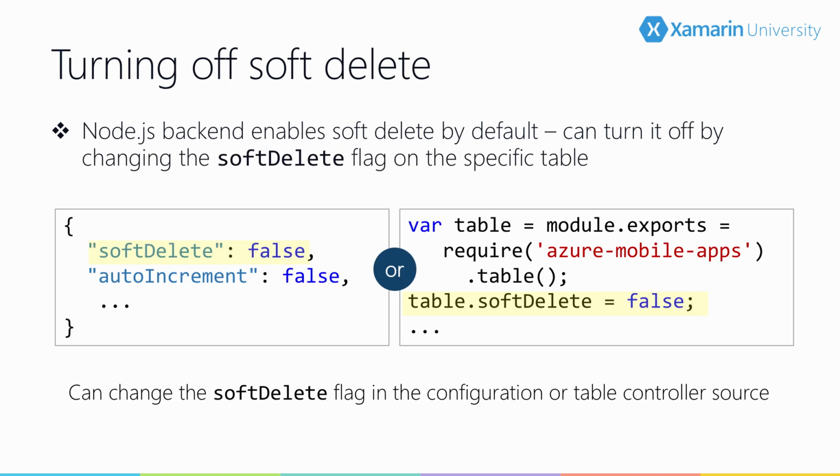The Node.js model turns soft delete on by default. There used to be a checkbox in the portal for soft delete, but that's been removed as of right now. If you decide that you don't want soft deletes, you can turn it off by editing the JSON table definition file. The easiest way to do this is to click the Edit Script button in the toolbar for your Easy Table, and this will open up the server in Visual Studio Online. You can then edit the JSON file and change the soft delete flag to false.